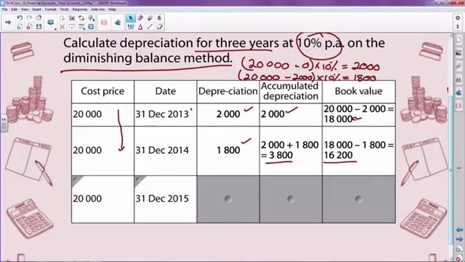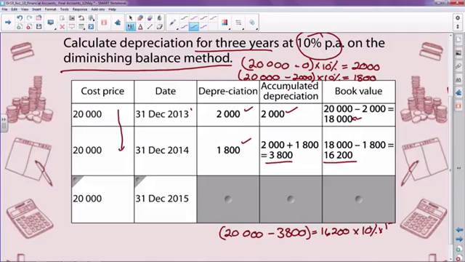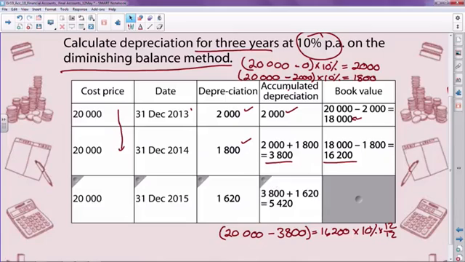Then, what did you do? You had to go and say 20,000 minus 3,800, and then you'll get your 16,200, and then you can say times 10%, times 12 over 12, because we have the full year, and then your answer will look like this, 1,620. Now, what did you lose in total? You have to take your 3,800 plus 1,620 to give you your 5,420.